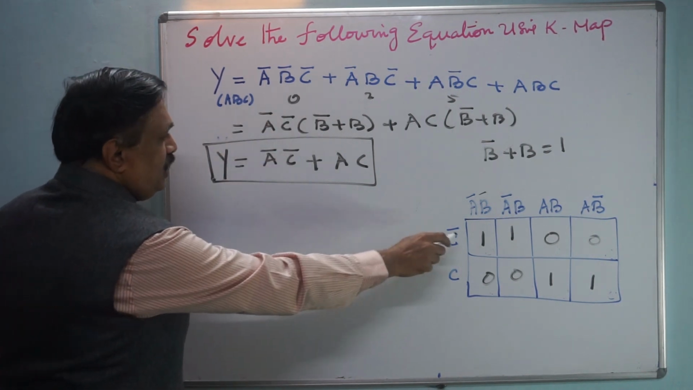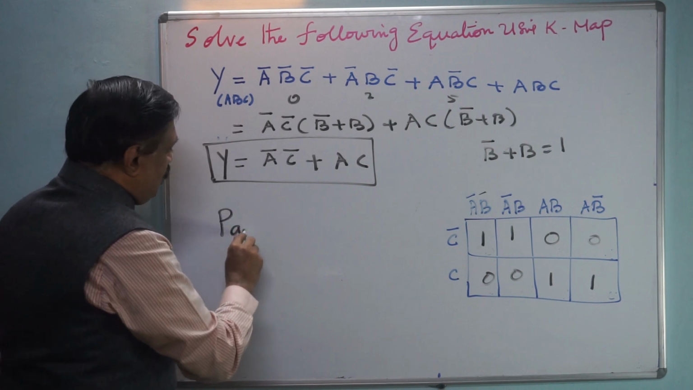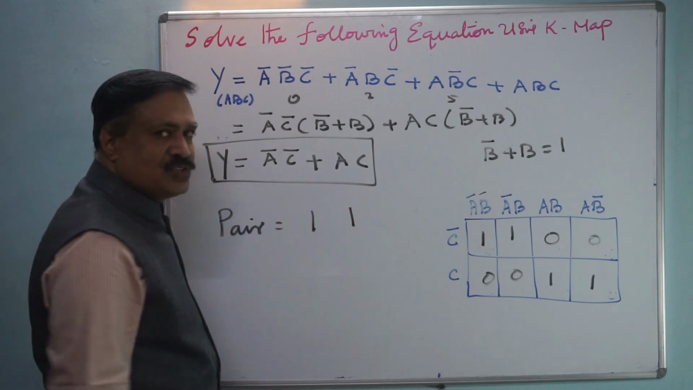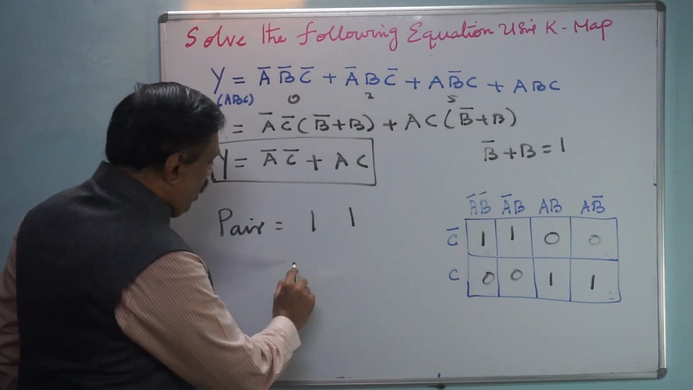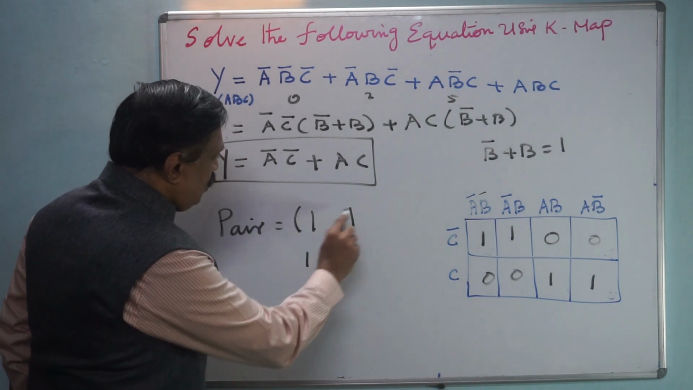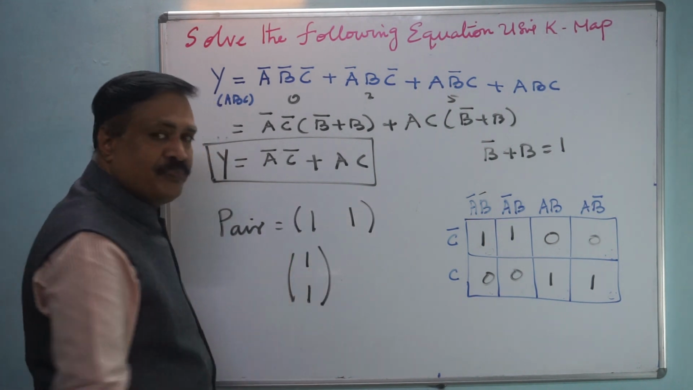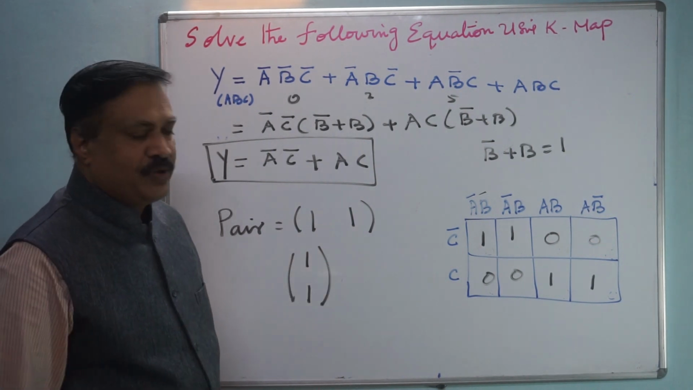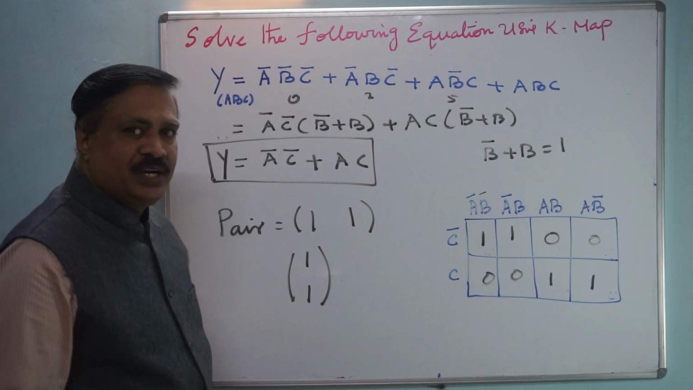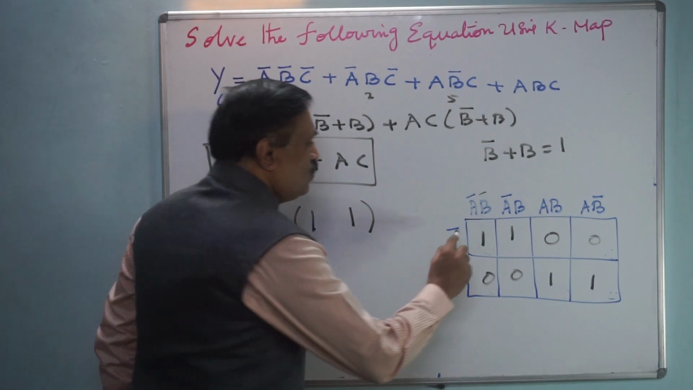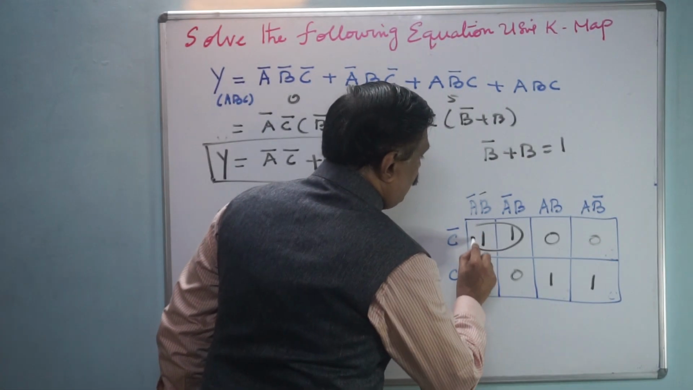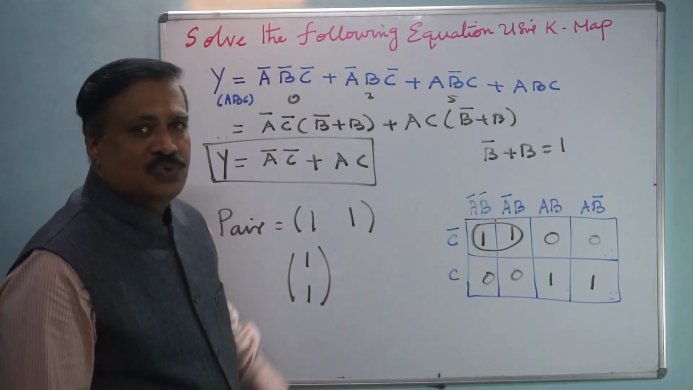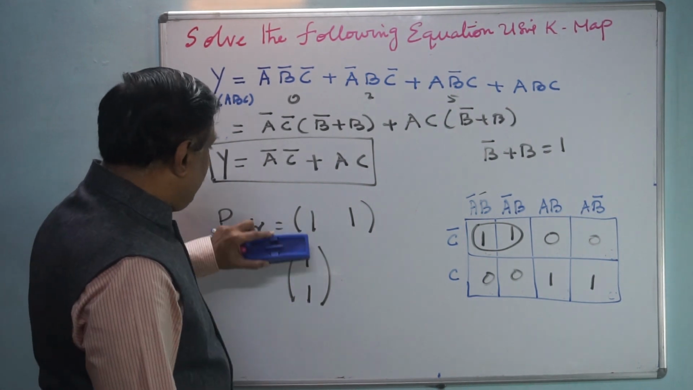Now how to group is, there is one rule called pair. If two ones are like this, then we can combine. Or if two ones are like this, it is a row and this is a column. If two ones are in the row, then it is possible to simplify. Or if two ones are like this, then it is possible to simplify. Now these ones are in this row, therefore you combine these ones. Now how to reduce? That means pair I told you.